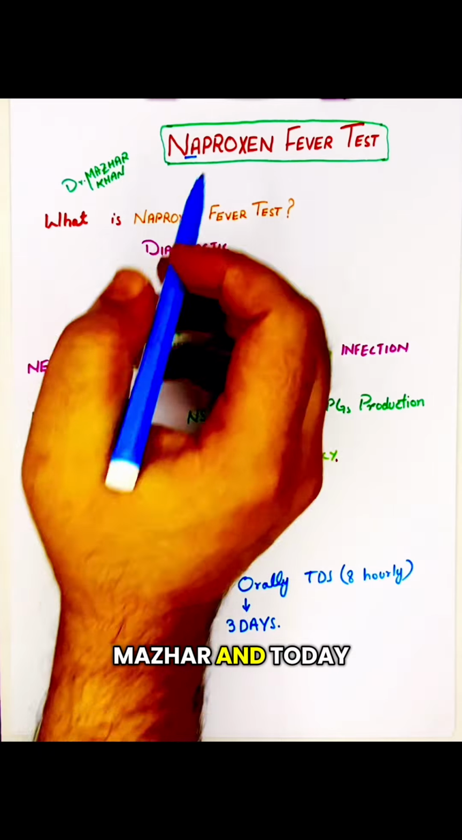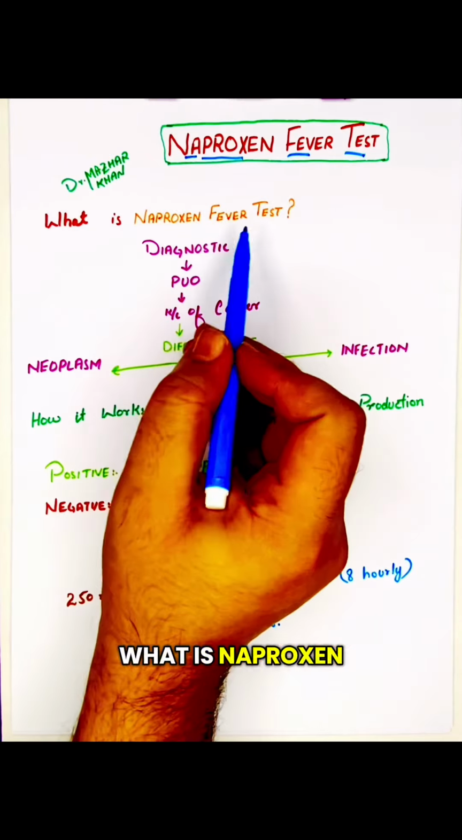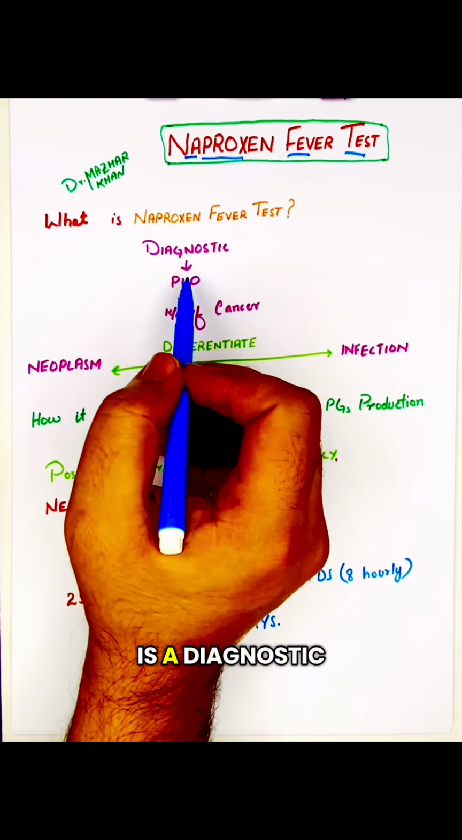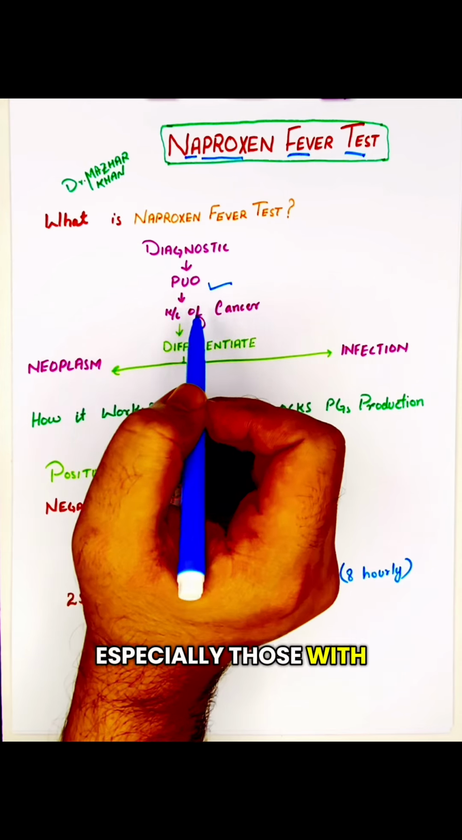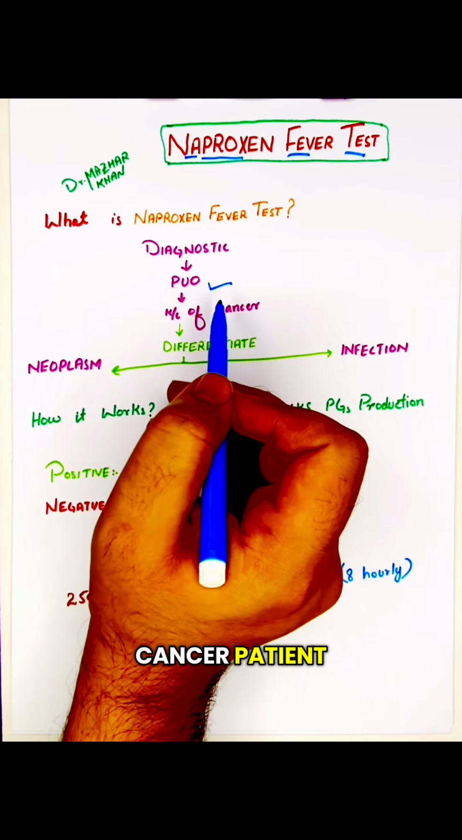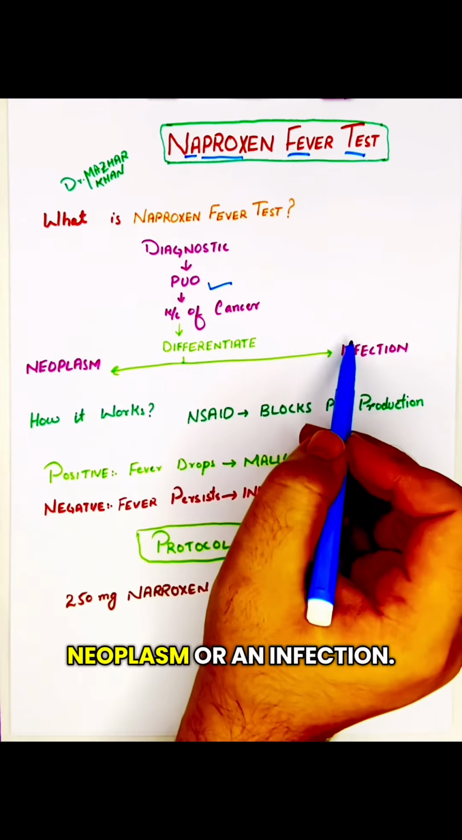This is Dr. Mazhar, and today we would discuss the naproxen fever test. What is the naproxen fever test? A naproxen fever test is a diagnostic test used in pyrexia of unknown origin, especially in a known case of cancer patient, to differentiate between fever caused by either neoplasm or an infection.